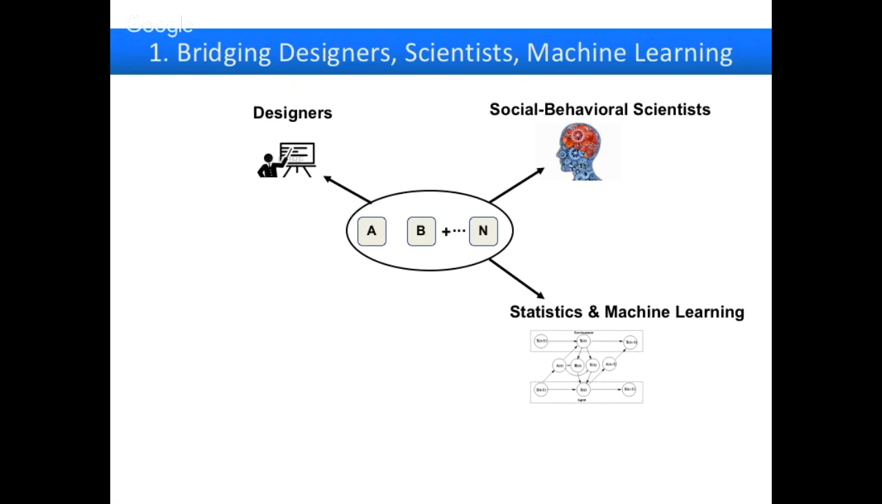The key idea here is thinking about how we bridge designers who are building products with scientists who are testing hypotheses about learning or behavior, and with machine learning researchers. Together, by bringing together these different sources of human and computational intelligence, you can actually build intelligent systems.